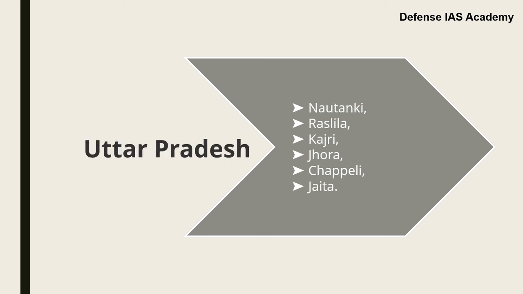Next, Uttar Pradesh. In Uttar Pradesh, you have the Nautanki, Ras Leela, Kajri, Jora, Chappeli, Jaita. I hope I pronounced everything correctly. Ras Leela is one of the famous art forms of the Braj region of Uttar Pradesh.